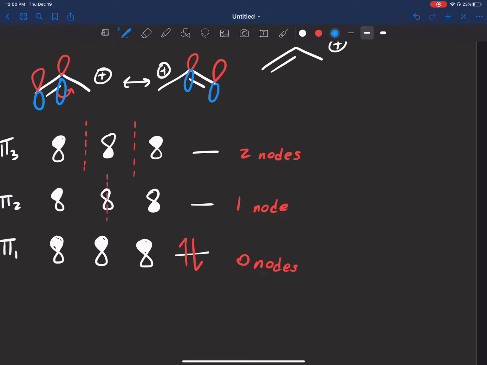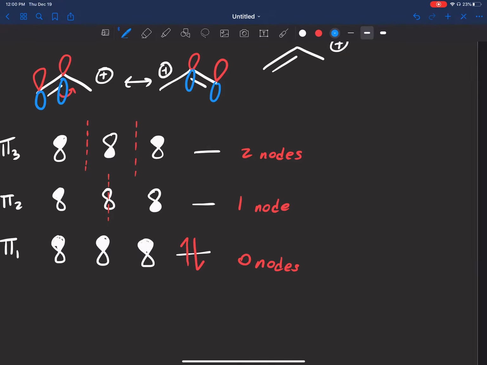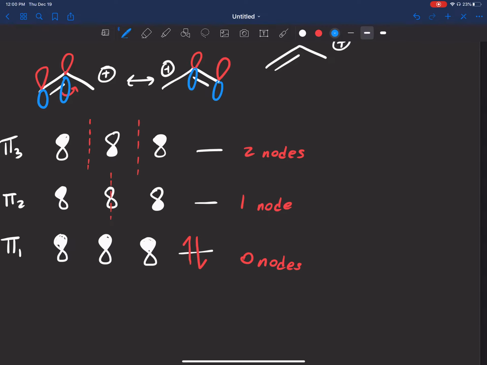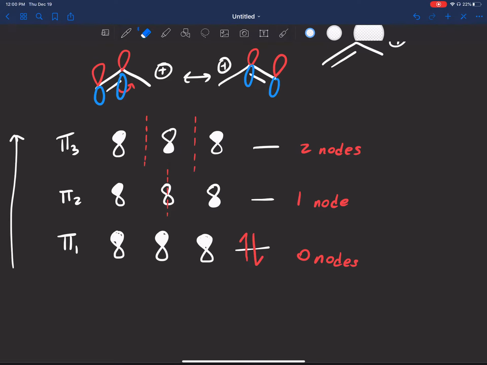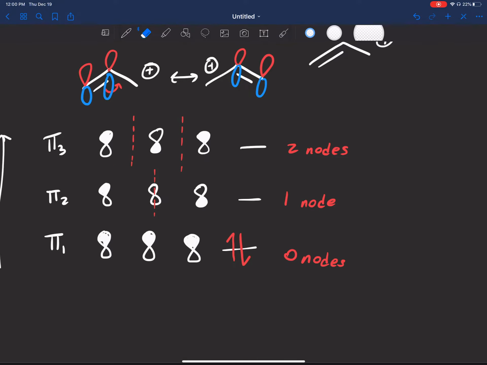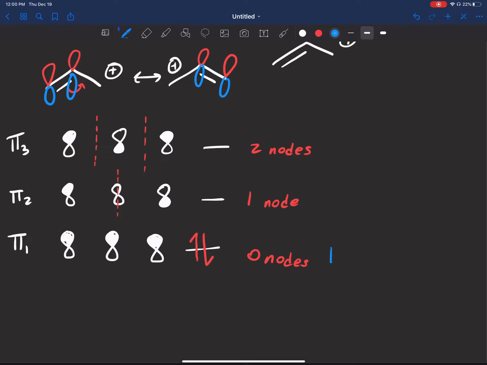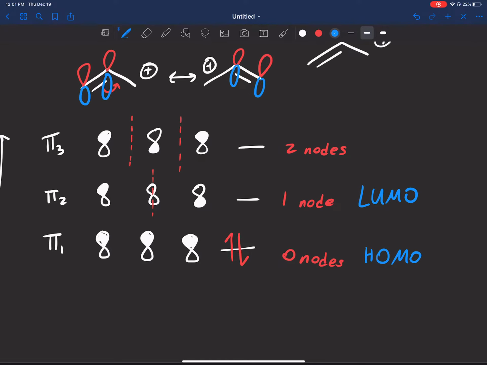And now remember, we want to figure out what the HOMO and the LUMO orbitals are: the highest occupied molecular orbital and the lowest unoccupied molecular orbital. So remember, what is the highest occupied molecular orbital? This is the highest row that has electrons. In this case, it's our bottom row. So this is the HOMO. The LUMO is the lowest unoccupied molecular orbital, with no electrons at all. So it's going to be this one right here, pi 2. So that's the HOMO and the LUMO.